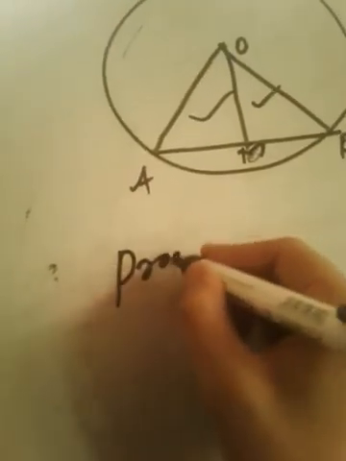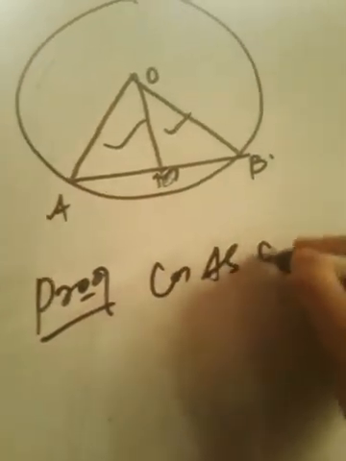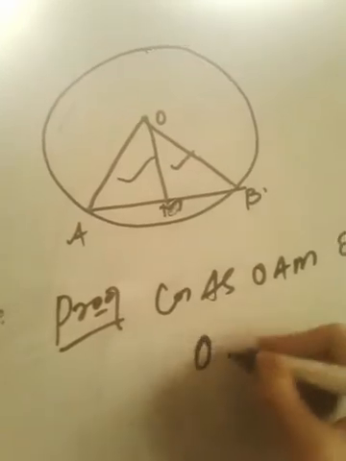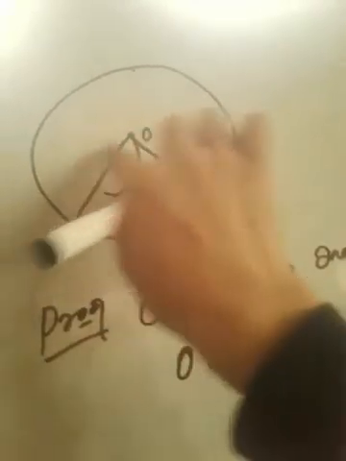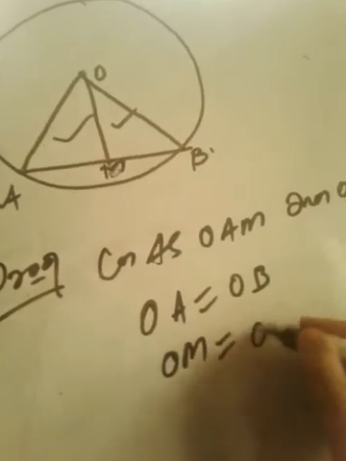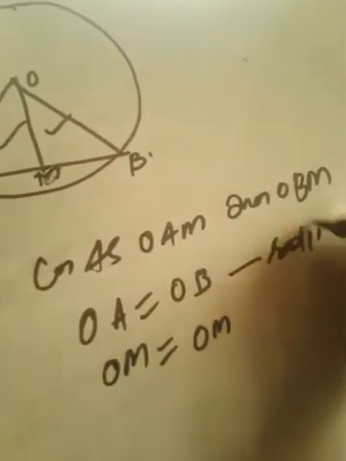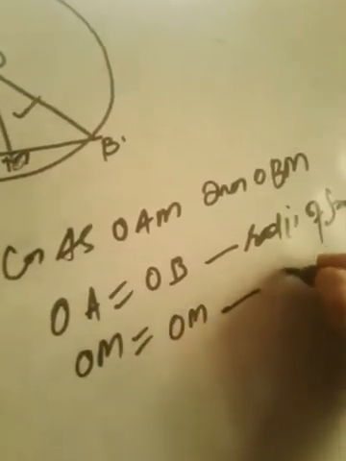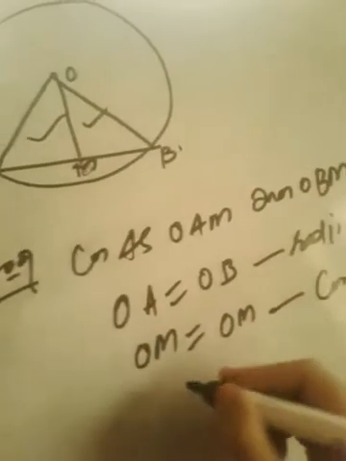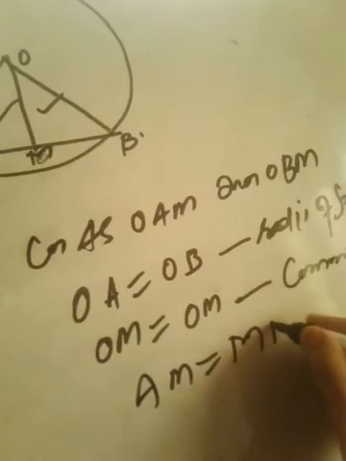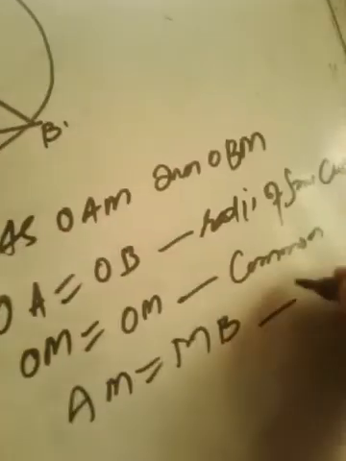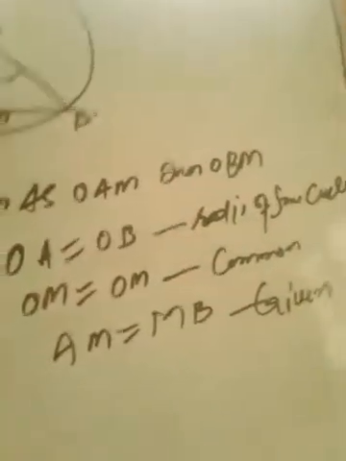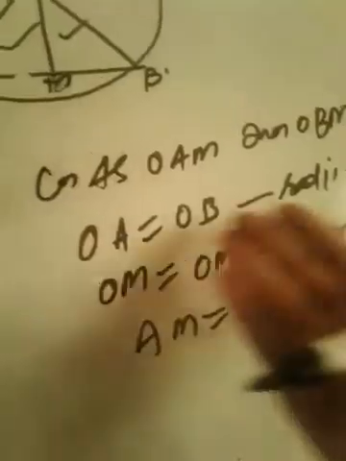Proof: in triangles OAM and OBM, we will make them congruent. OA equals OB, why? Radii of the same circle. OM equals OM, why? Common. AM equals MB, why? Because it is given, since we are given that OM bisects the chord. You got it? I hope you got it. So by what criteria? SSS.